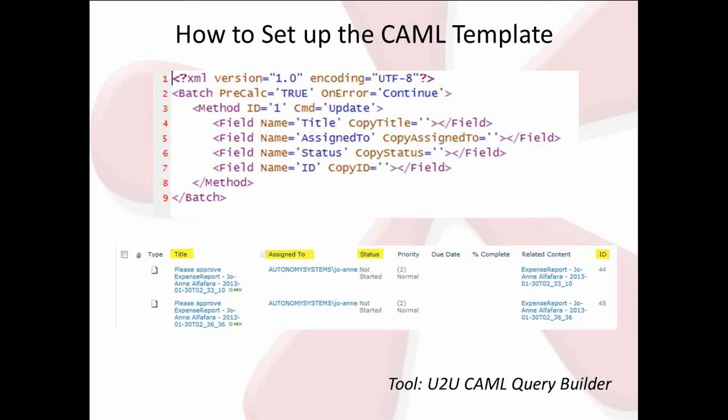I have title assigned to status and ID, and I use that as field name to my CAML template to map the fields that I want to submit to the task list. If you need help in building the CAML query, I believe there are some tools available out there for building CAML queries that can help you.